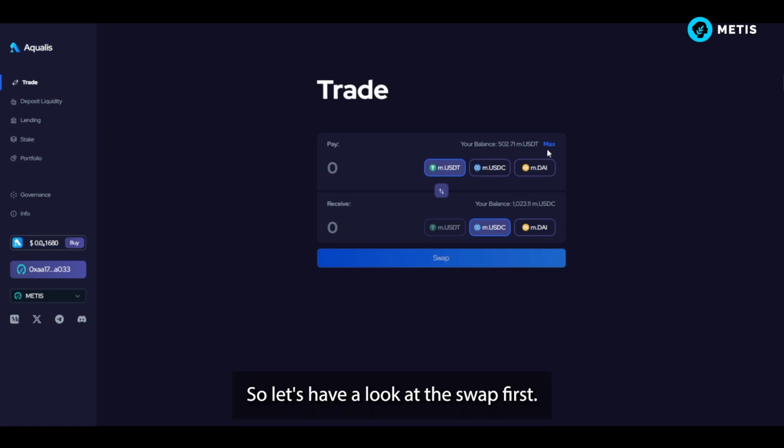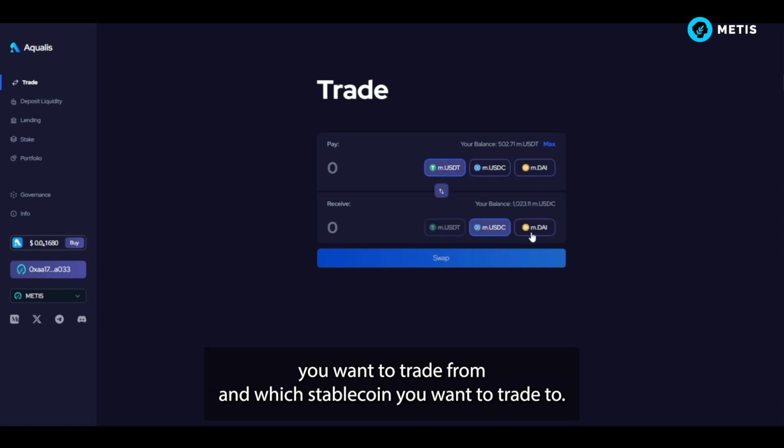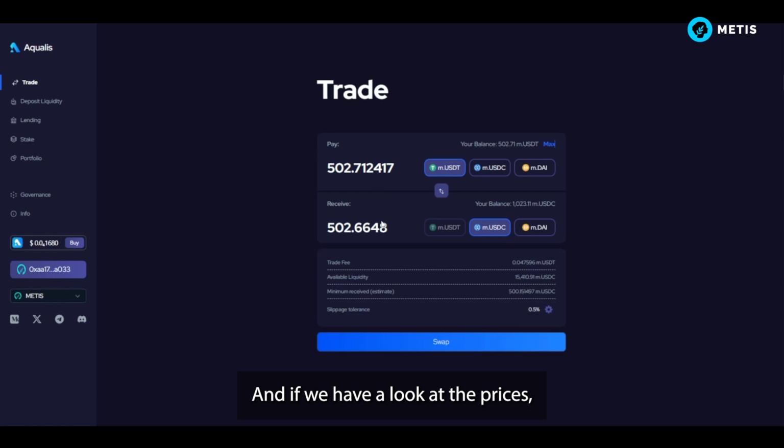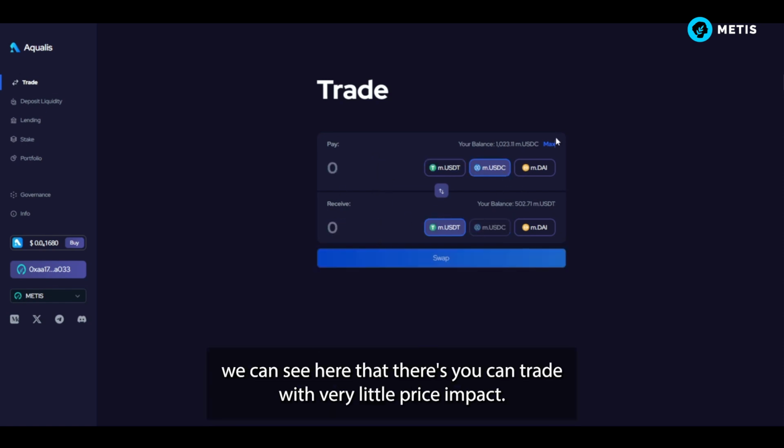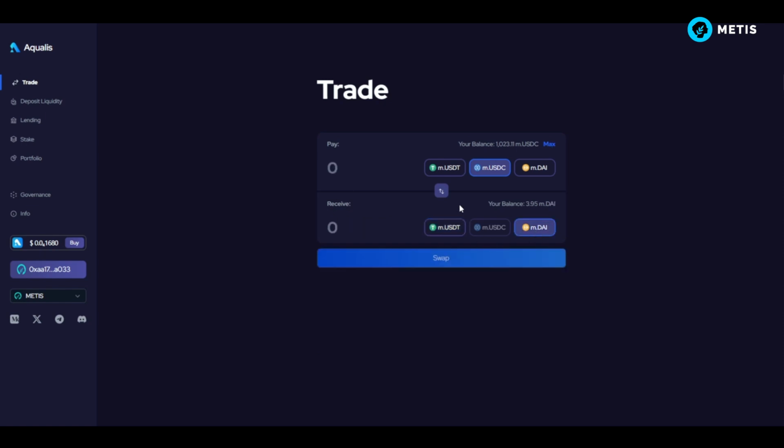So let's have a look at the swap first. You can simply click on which stablecoin you want to trade from and which stablecoin you want to trade to. And if we have a look at the prices, we can see here that you can trade with very little price impact and very little slippage as well.